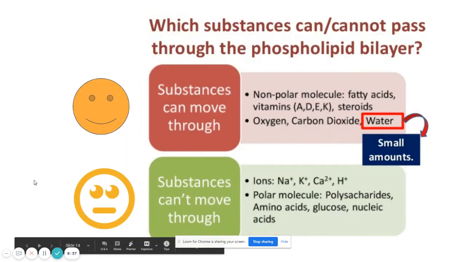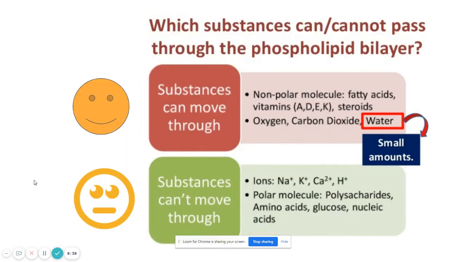So to summarize everything, substances that can move into the cell membrane on their own are non-polar substances that the cell needs, such as oxygen, carbon dioxide, and small amounts of water. Although, like I said, water needs a specialized protein to enter. And then substances that can't really move through on their own need the help of a protein channel. These are ions and polar molecules in general.